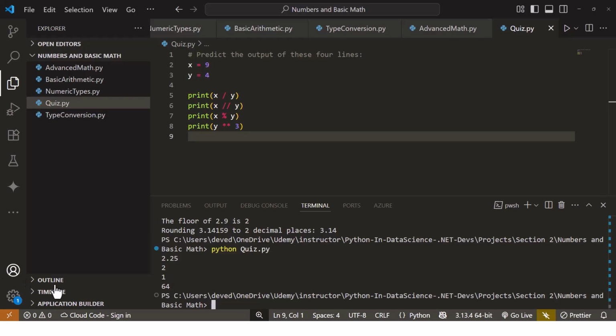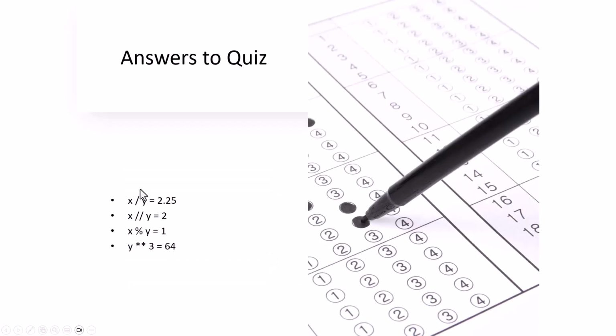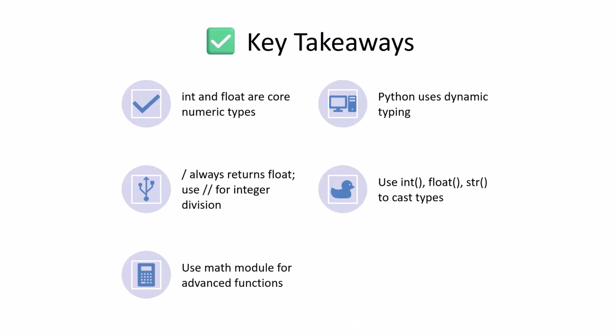So finally, what are the key takeaways? Let's go back to our slide. These are the answers. What are the key takeaways? Python's numeric types, that is int and float, are key for data science. And Python supports dynamic typing. Division is different. One slash always returns float. Use double slash for integer division, and use int, float, and str to cast types. And for advanced calculations and constants like pi, use the math module.